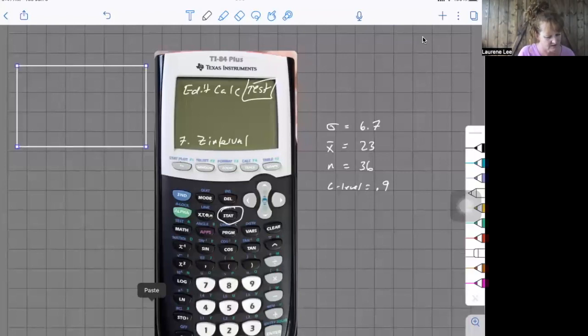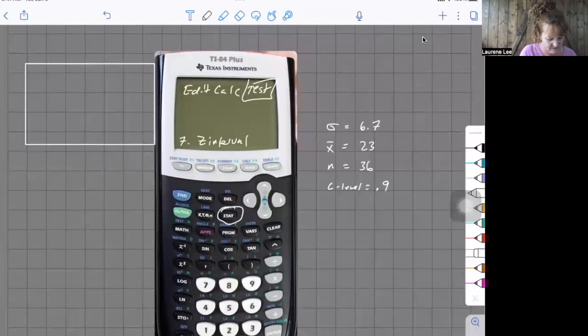It says sigma, X bar, N, and C level. So you're going to enter your data 6.7, 23, 36, and 0.9 and hit calculate. And then it's going to give you your interval, and it'll give you it in a parenthesis.